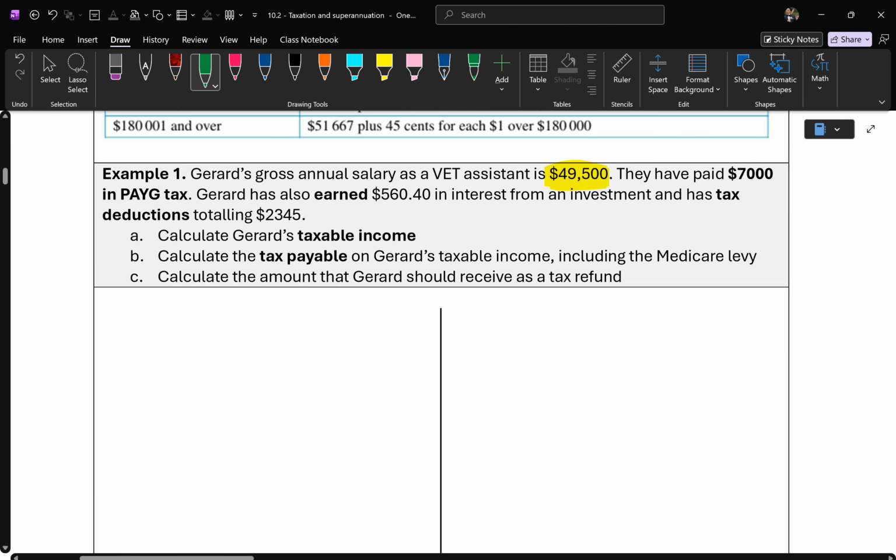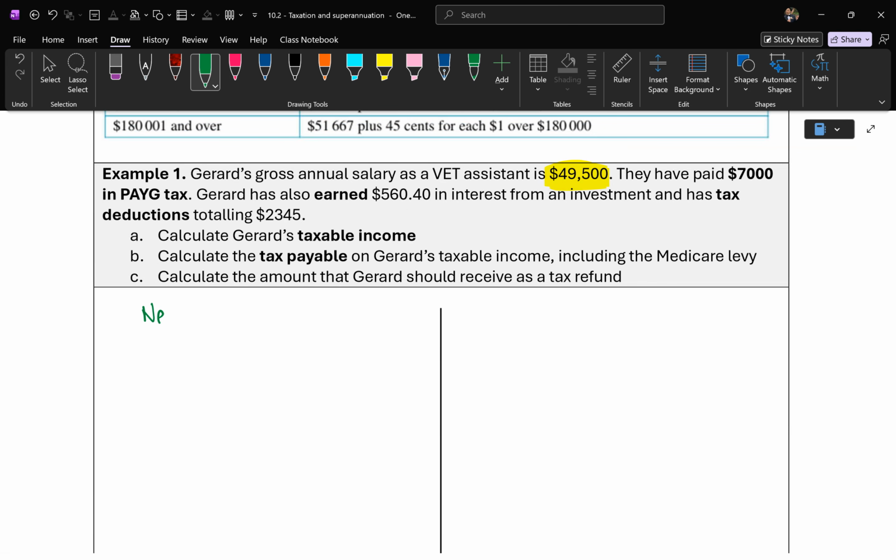Thanks. So, Gerard's net pay, if you think about it, earns $49,500. That's the gross payment, right? But there is tax that goes. How much tax does Gerard pay to the government already? Just looking at the question. How much tax? $7,000. That's the employer doing that for you.